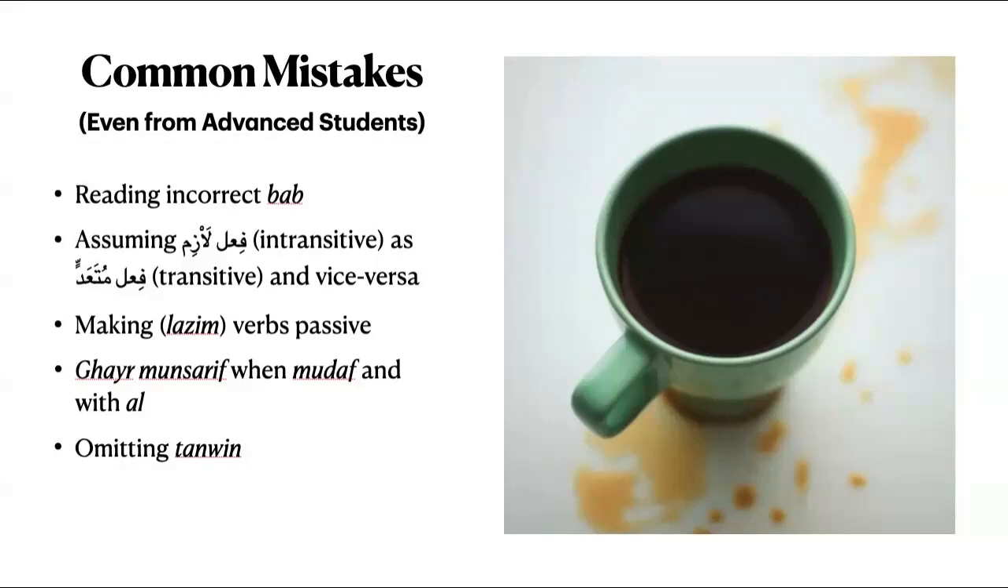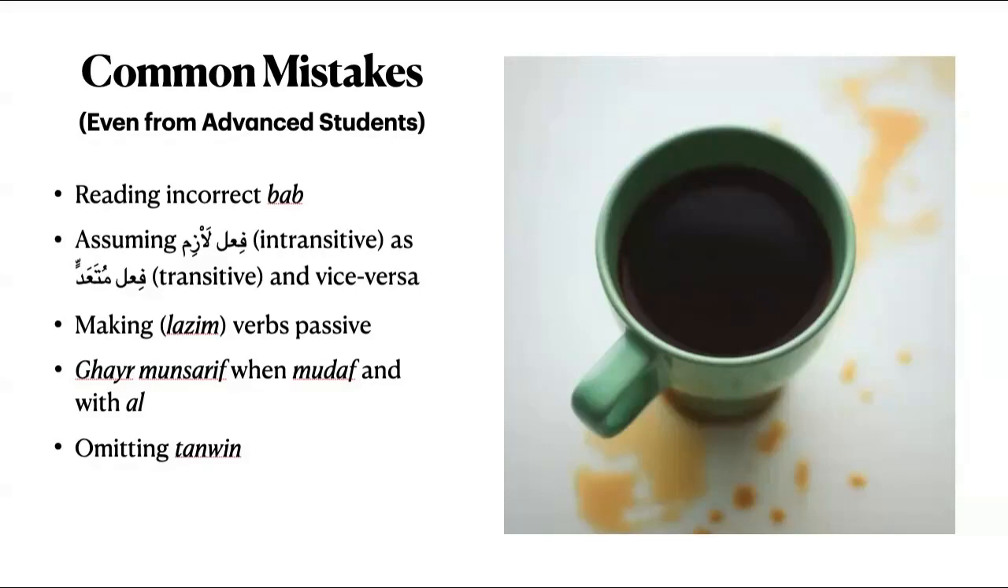Assuming a fi'l lazim, a verb that doesn't take a direct object, to be a fi'l muta'addin, a verb that does take a direct object. Why is this important? Because if this is a fi'l lazim, then the word after it, if it's mansub, will not be a maf'ul bihi. Rather, it will be some other mansub. And if it's a fi'l muta'addin, you can guess that the word after it will be a maf'ul bihi. It may be implied, but usually it will be there.